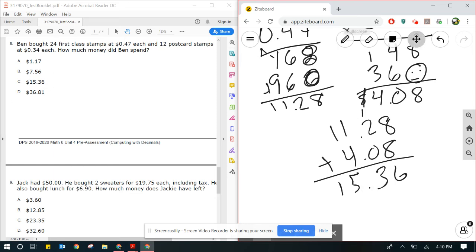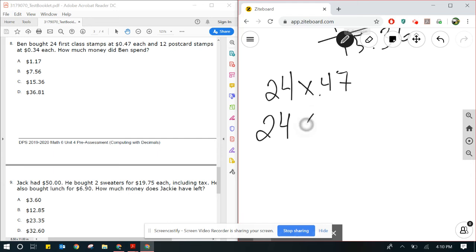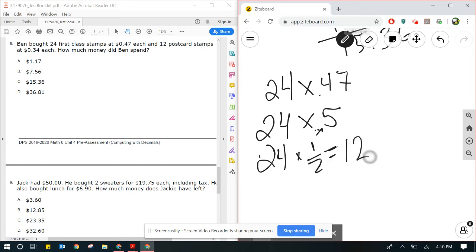I could also do this using estimation, which I will show you right now. We're still on question number 8. So $24 times 4.47. Well, this is really close to half. So 24 times 0.5, and that's the same as 24 times half. Well, half of 24 is 12.